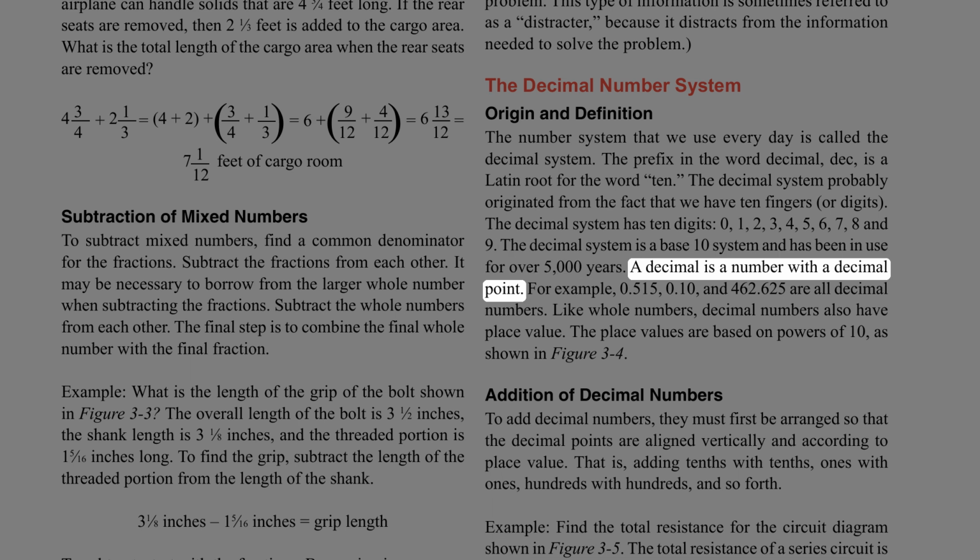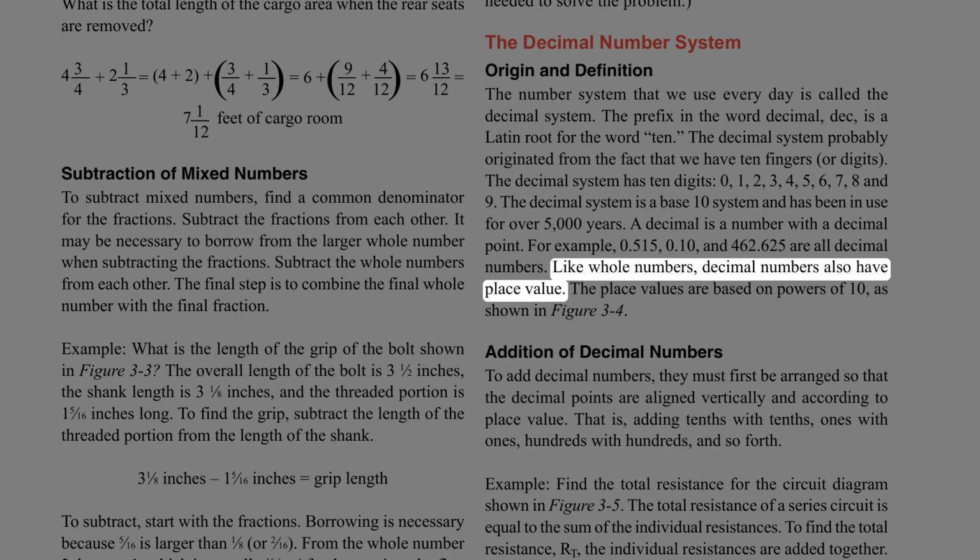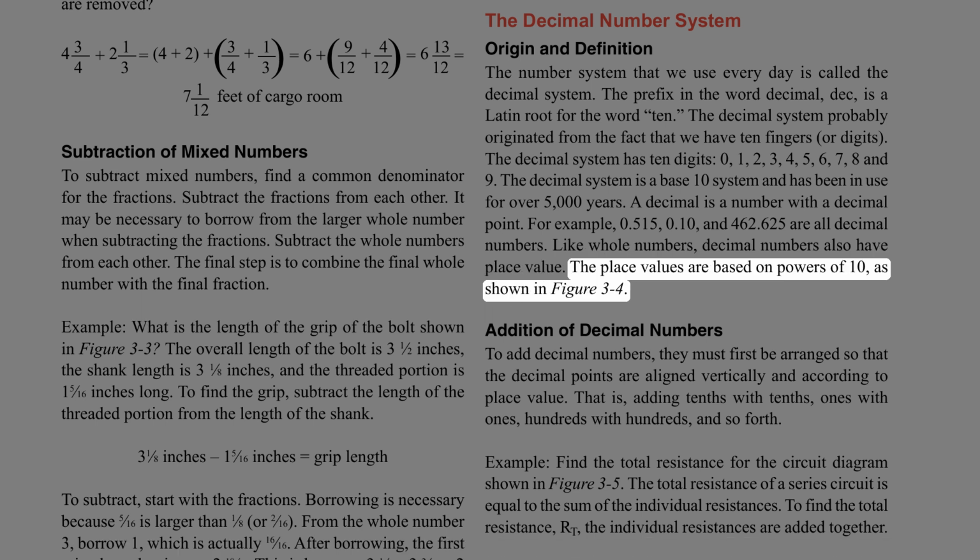A decimal is a number with a decimal point. For example, 0.515, 0.10, and 462.625 are all decimal numbers. Like whole numbers, decimal numbers also have place value. The place values are based on powers of 10, as shown in figure 3 to 4.